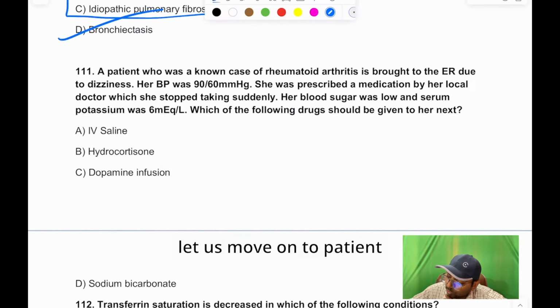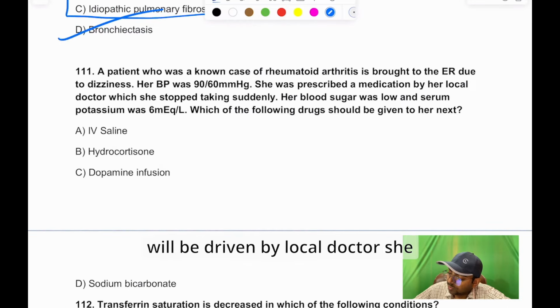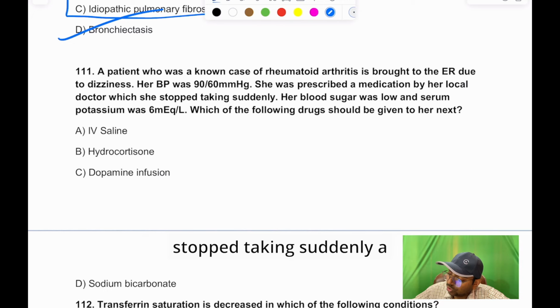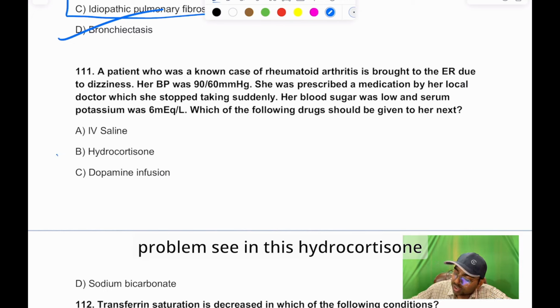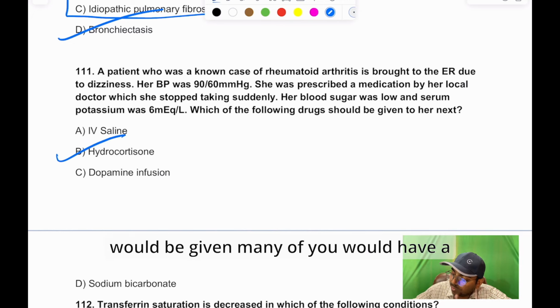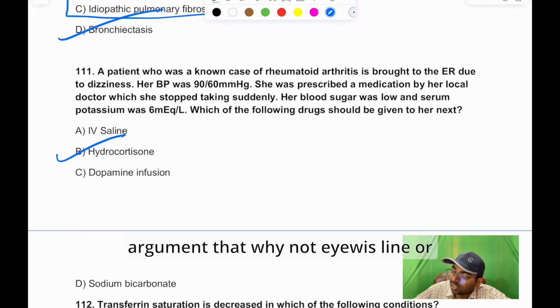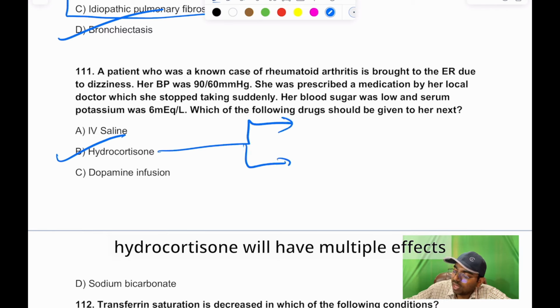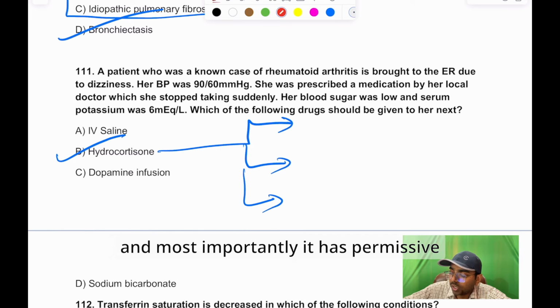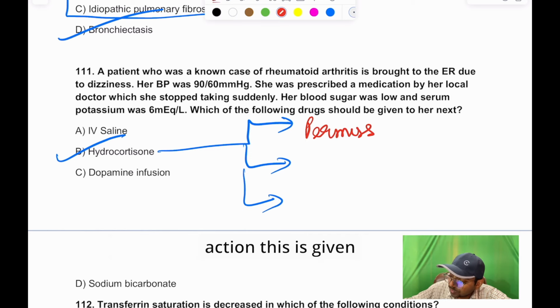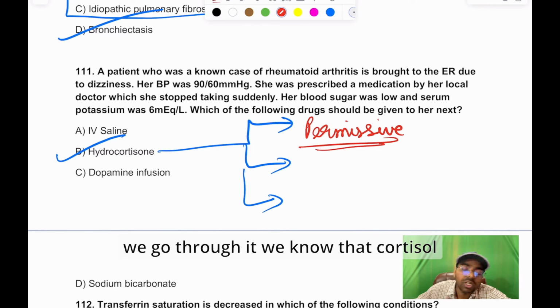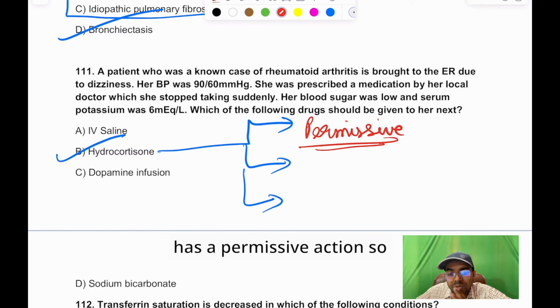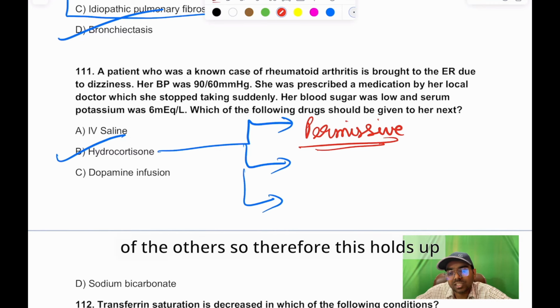Let us move on to the patient who has rheumatoid arthritis or BP, treated by a local doctor, which she stopped taking suddenly. See, in this, hydrocortisone would be given. Many of you would argue why not IV saline or other things, because hydrocortisone will have multiple effects, and most importantly it has a permissive action. This is given in Ganong. If we go through it, we will know that cortisol has a permissive action, so it facilitates the actions of the others. Therefore this holds prime importance.